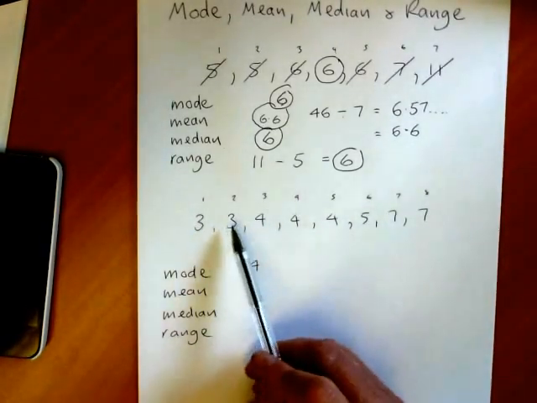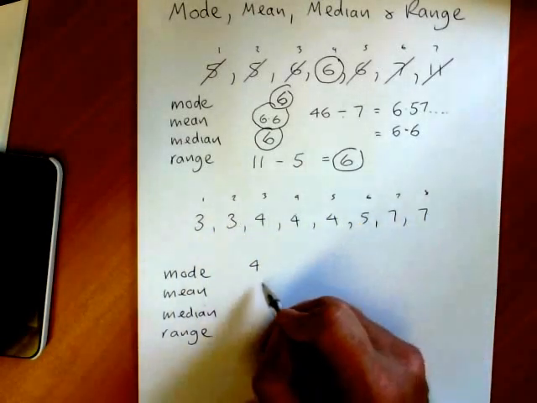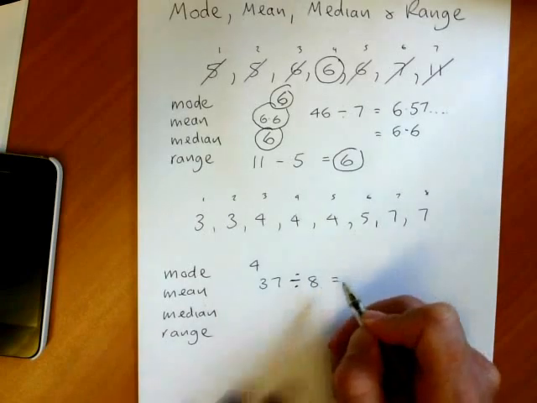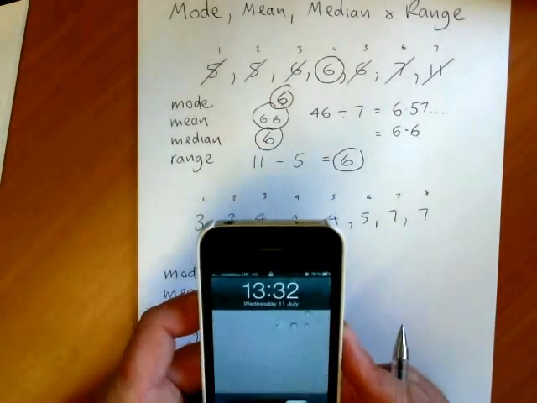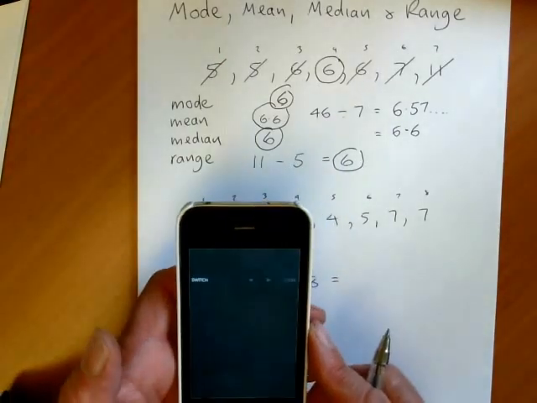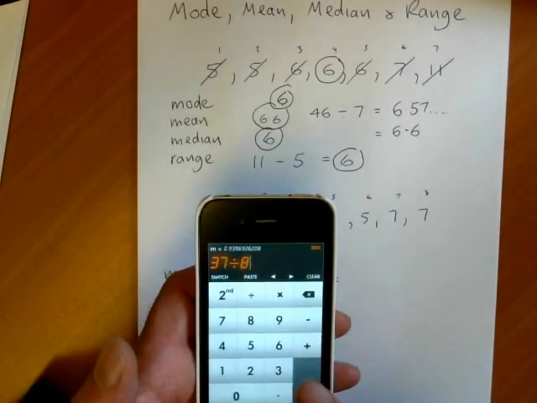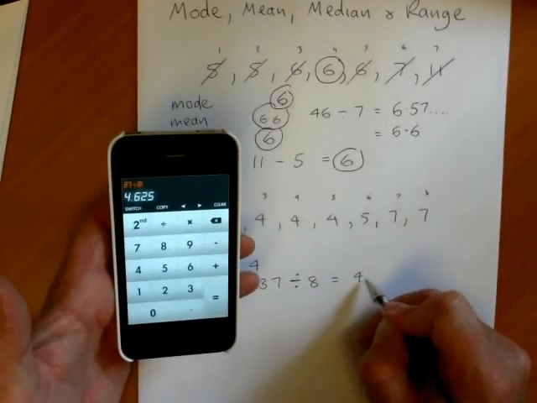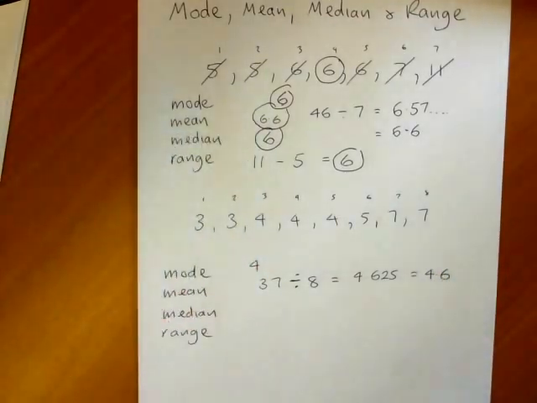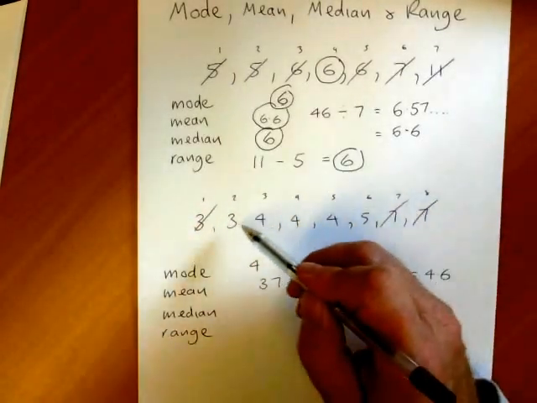I now need the total of all the scores, so that's 6, 10, 14, 18, 23, 30. My total comes to 37. I must divide it by the number of scores that I've got, which is 8. 37 divided by 8, so we go to the calculator. So on my trusty iPhone, 37 divided by 8 equals 4.625, and I will round that to one decimal place, 4.6.